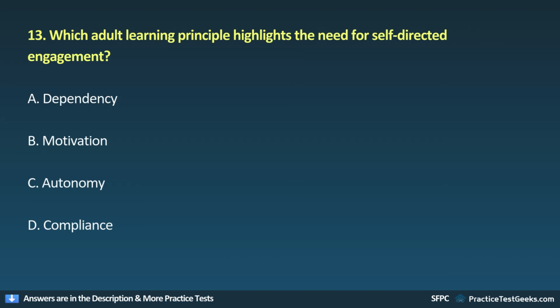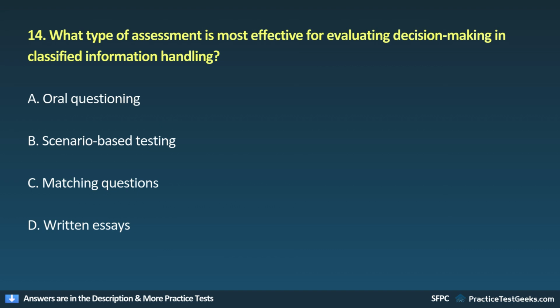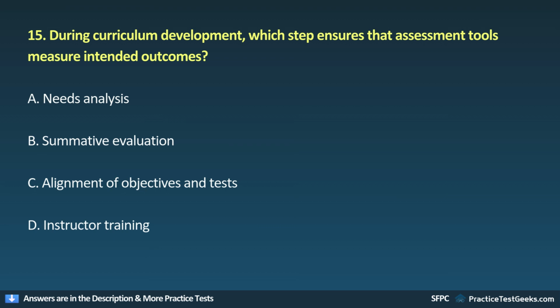13. Which adult learning principle highlights the need for self-directed engagement? A. Dependency. B. Motivation. C. Autonomy. D. Compliance. 14. What type of assessment is most effective for evaluating decision-making in classified information handling? A. Oral questioning. B. Scenario-based testing. C. Matching questions. D. Written essays.